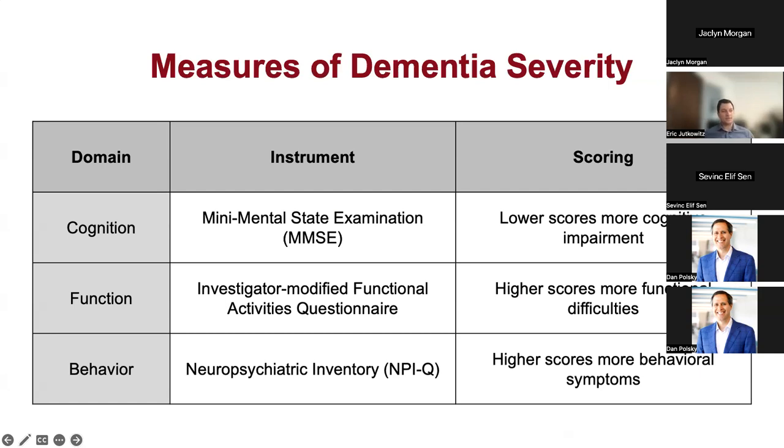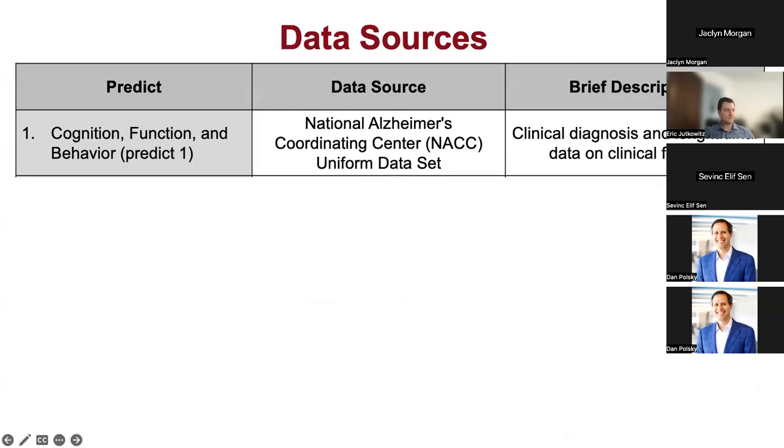Function, we're going to use a modified version of the functional activities questionnaire. Basically, there's 10 ADL, IADL domains, and we predict or determine whether or not a person has a limitation in each one of these ADLs, IADLs. It goes from 0 to 10 limitations. And then behavior is based on the NPI-Q, which I think it's either 10 or 12 different behavioral symptoms, whether or not they're present. So agitation, aggression, wandering, among other things. And so higher scores indicate a person has more behavioral symptoms.